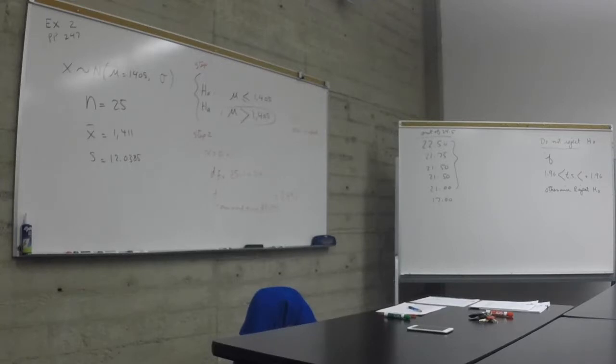So go to the t-table, concentrate on row 24, and then one-sided 99%. So one-sided 99%, the intersection of this column and that row.